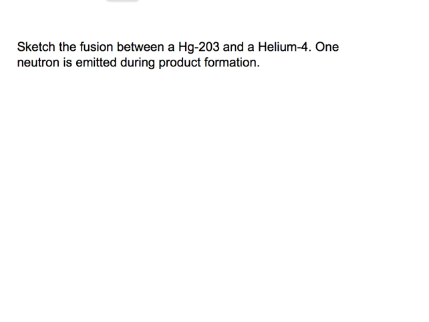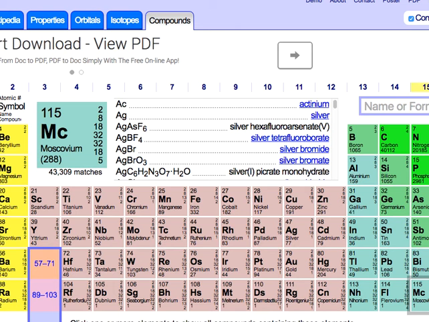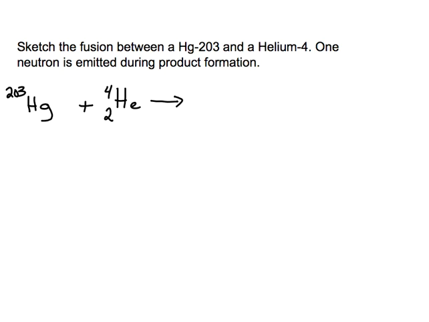Okay, so this one says, sketch the fusion between a mercury 203 and a helium 4. One neutron is emitted during product formation. All right? So anyway, we would do mercury 203. So we write mercury, and we know that it's 203 right here, and I've got to look up the atomic number there, plus helium 4. So we know it's helium 4. All right? I know helium is atomic number 2, but I don't know what mercury's is without looking, so I'm going to look. Okay, so I find mercury. Mercury is number 80. All right, so I'll put that right there. So I know that this is mercury 80.